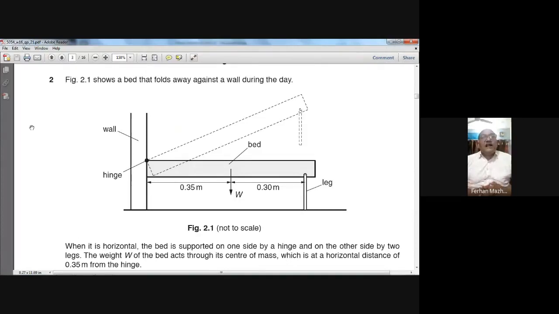Figure 2.1 shows a bed that folds away against a wall during the day. You see, here we have a hinge, so this bed can go up and it can come down. Here, this bed is actually 0.65 meter long. The center of gravity, according to the question, is at the point of 0.35 meter from this hinge. So here the weight of the bed is acting.